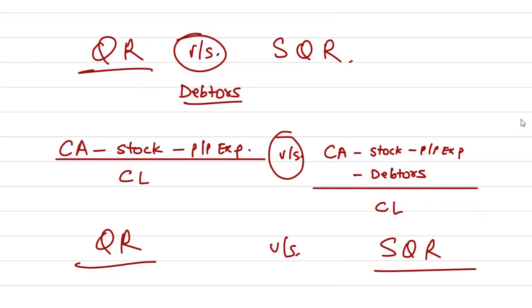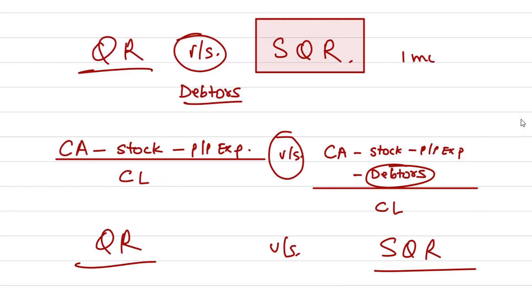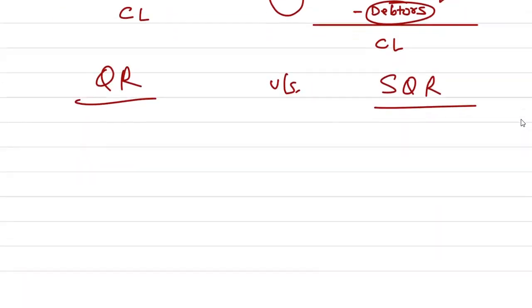Sir, why is there a need for the super quick ratio? Beta, because you never know when your debtors are going to pay. They may pay you after 1 month, they may pay you after 2 months, or they may never pay you. There may be bad debt, that is also possible. But other than stock, prepaid expenses, and debtors, we have cash that is in my control.